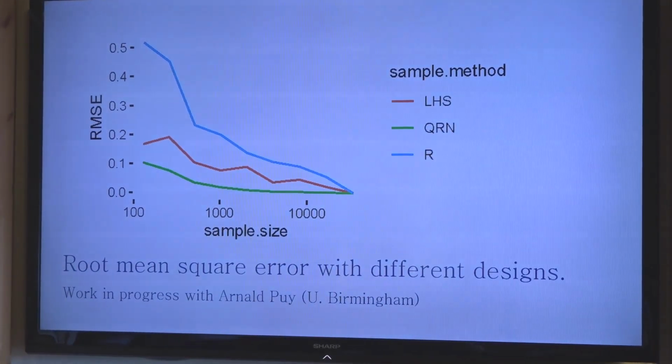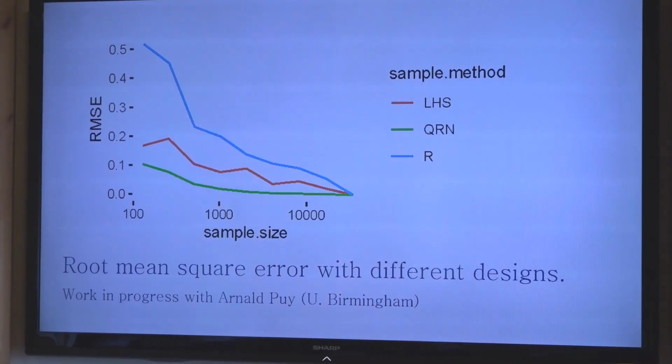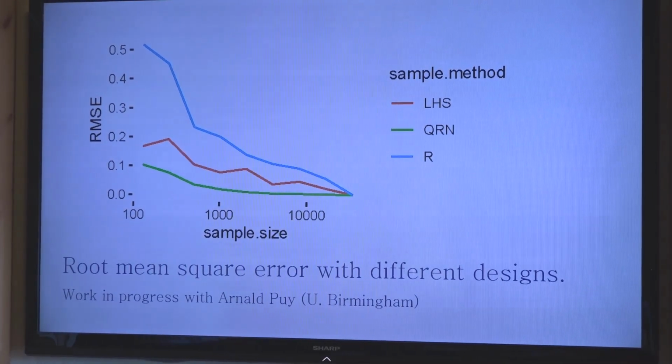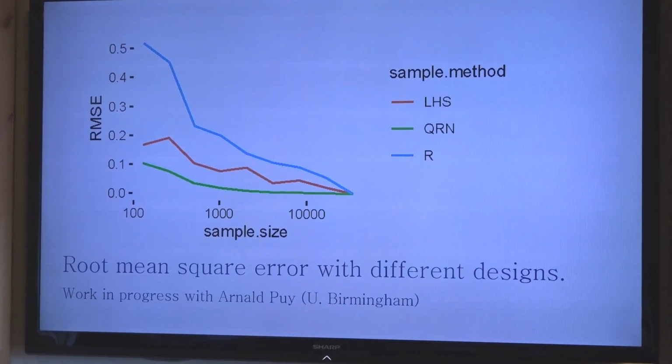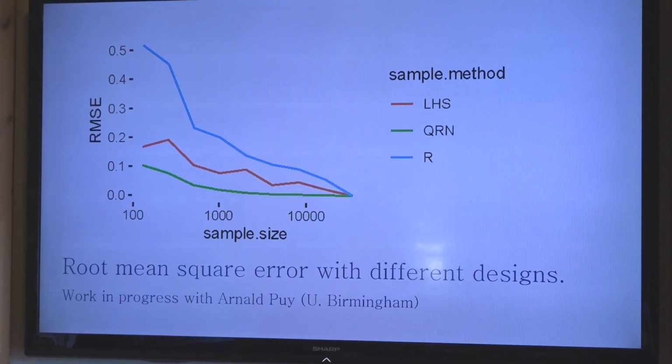And this is again one plot we made to show that, you see, quasi-random numbers go down much more. They start lower also, no? Root mean square error with different design.